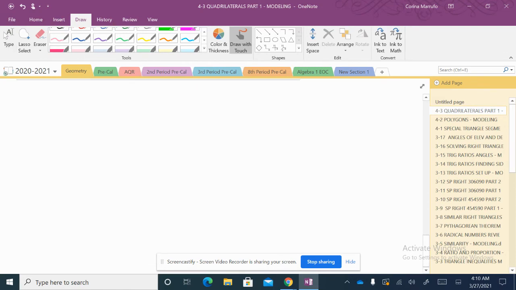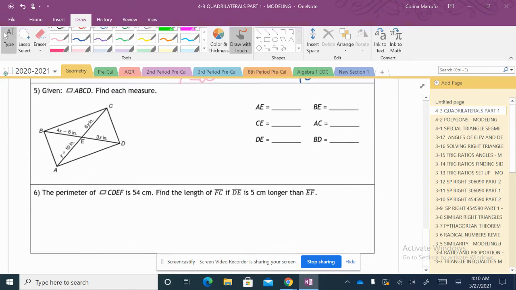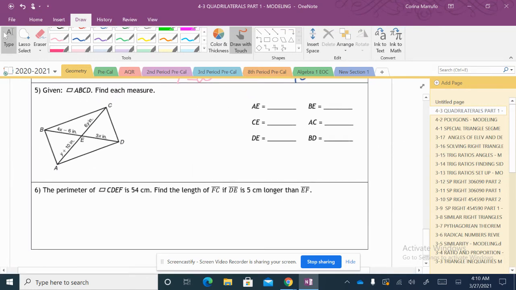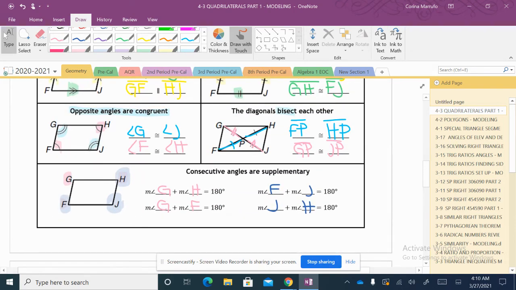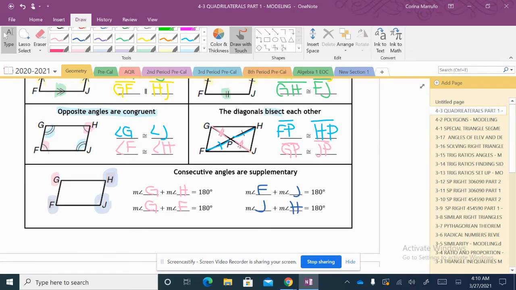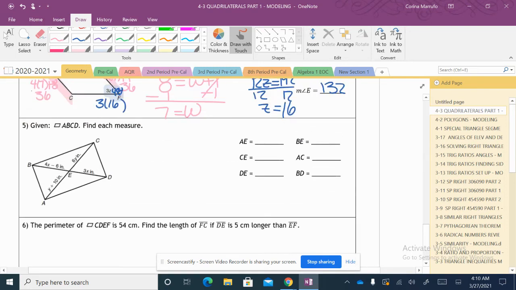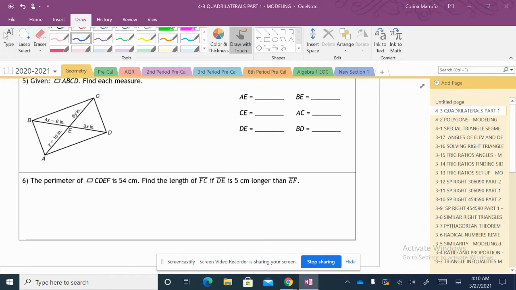All right, so we have 2 more problems. So here it says given parallelogram ABCD, find each measure. So the rule in this parallelogram, if you don't remember, is that the diagonals bisect each other. Here it is, right here. The diagonals bisect each other. So that means they should be equal in measure. So if I look here, this side should be the same as this side.